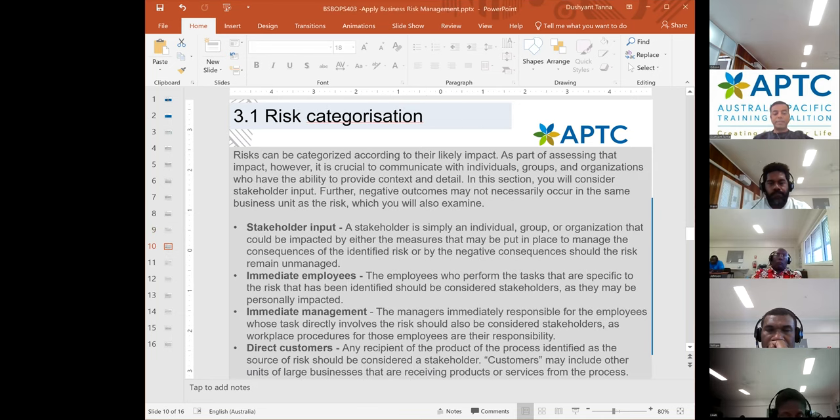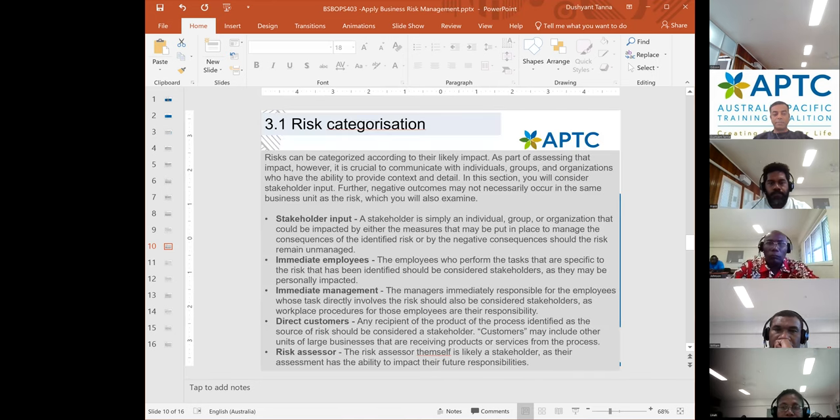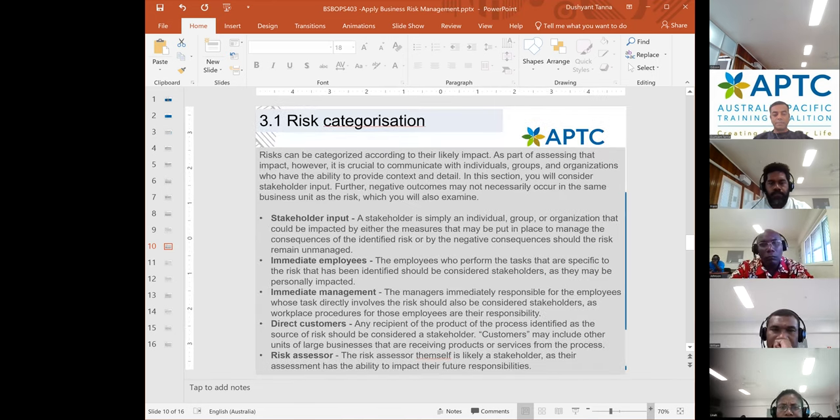Then you have to categorize the risk. Risk can be categorized according to the likely impact. As part of assessing that impact, however, communication is crucial with individual groups and organizations who have the ability to provide context and detail. In this section, you will consider stakeholder input. Further, a negative outcome may not necessarily occur in the same business unit as the risk. Something happened in one stage, and because of that, you see the impact on the other part.